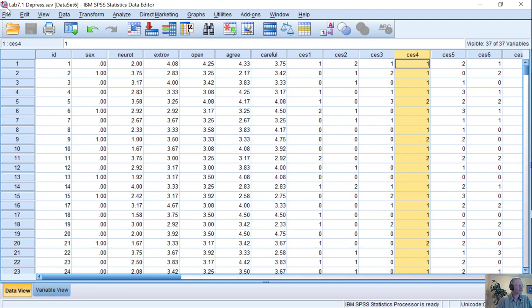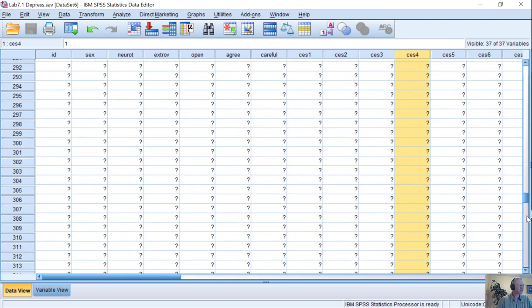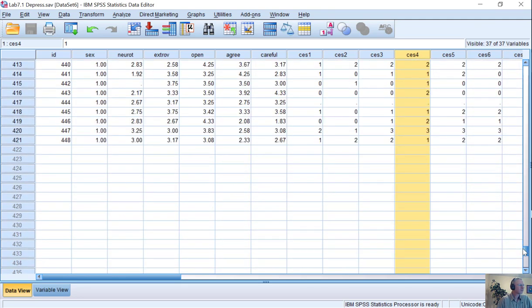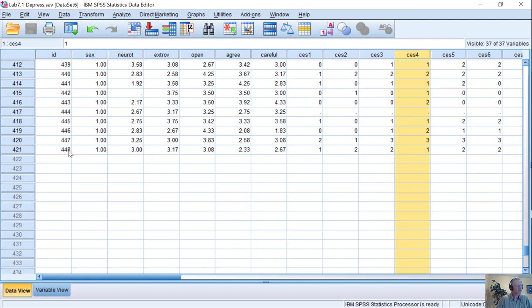I open up this file. It's called lab 7.1 depression.sav, and again, this is from a data set that I collected back in the 1990s. It has, let's see, going down to the bottom here, 421 observations. There was originally 448, but this data set has been cleaned, and in the cleaning process, some of those subjects were removed from the data set.